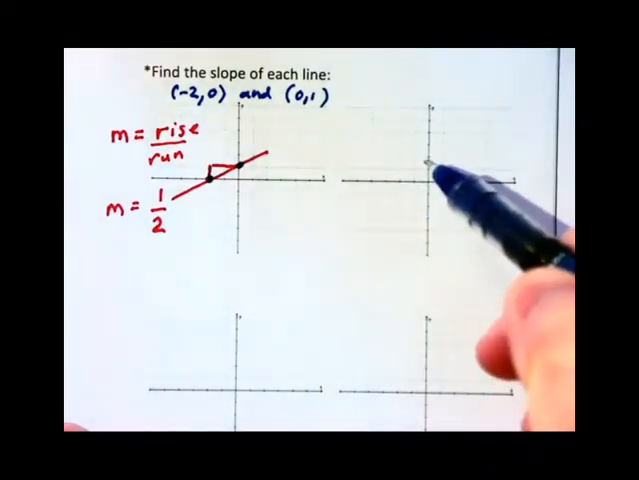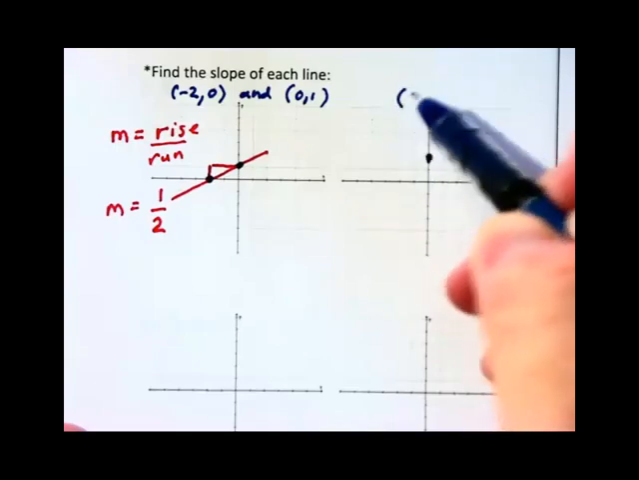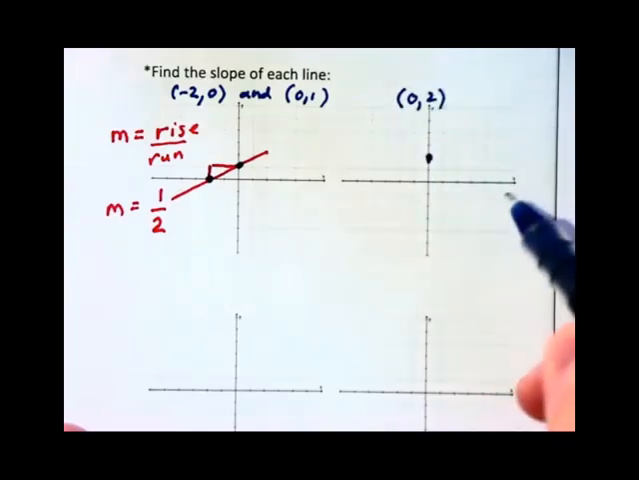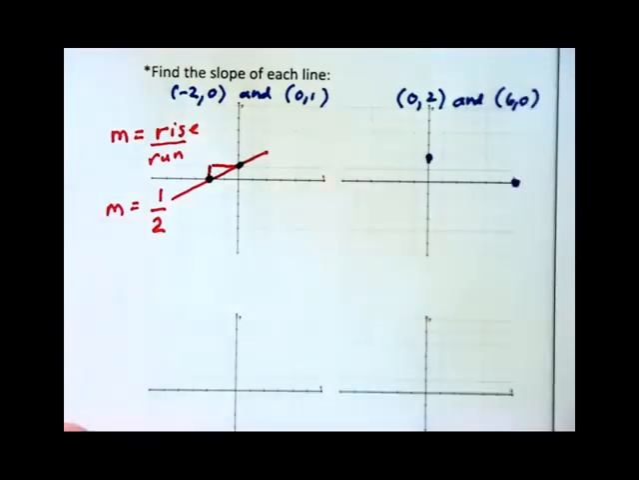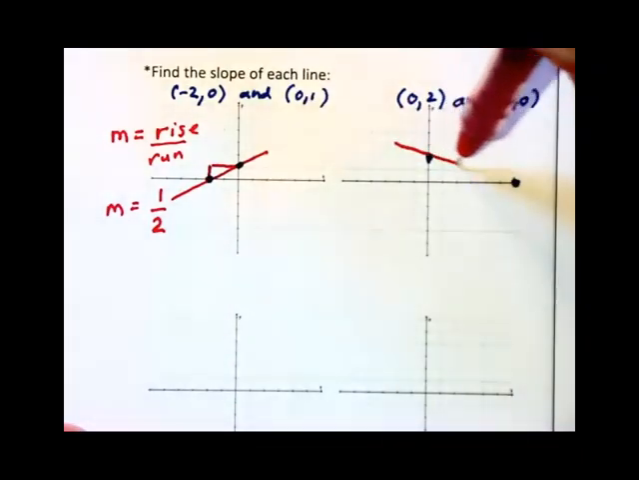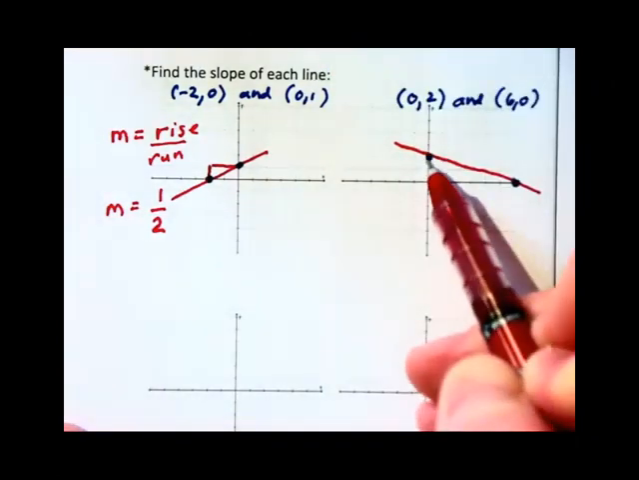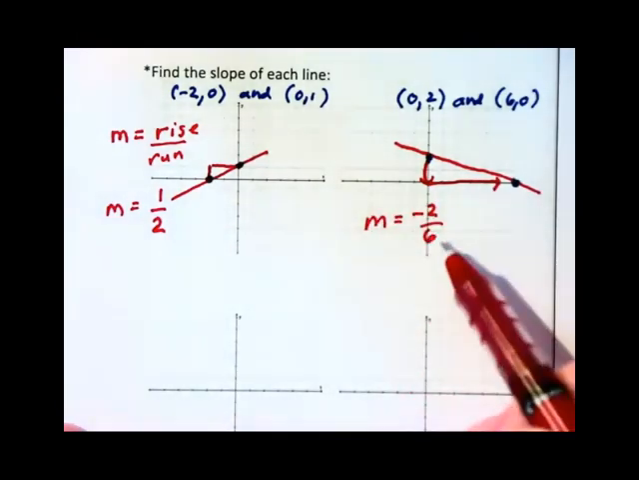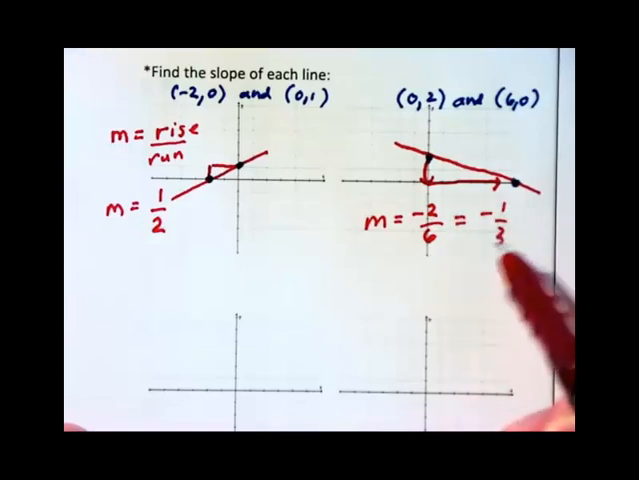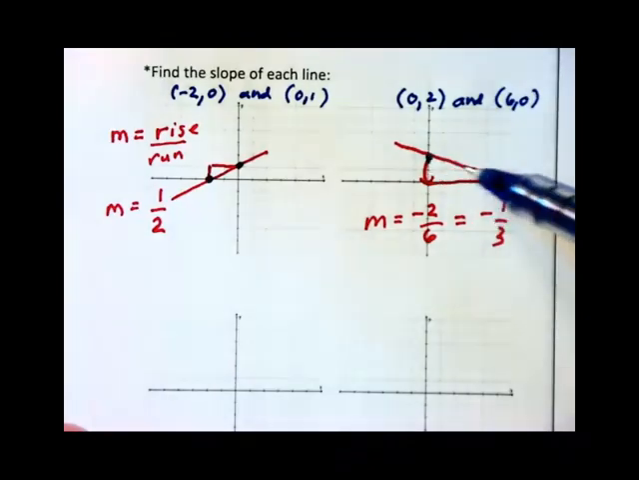Let's do another one. Let's say I have a point plotted at 0, 2, and then another point plotted at 6, 0. My line is going to go downward from left to right, having a negative slope. And we would start at the leftmost point, go down 2 and over 6. So m would equal negative 2/6, which reduces to negative 1/3. And if you want to look at something here, if we go down 1 over 3, that point is on that line segment also. So negative 2/6 and negative 1/3 are equivalent, but we prefer the reduced form.